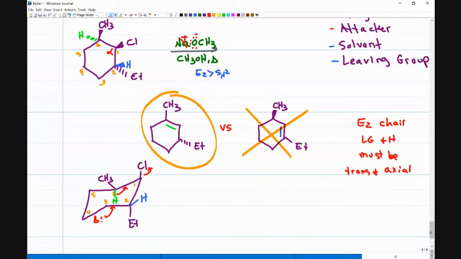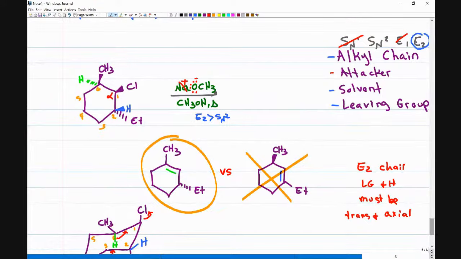All right, I'm seeing the hearts, so let's take a look. What if, instead of having to draw it out and seeing transaxial, I just look at this and say trans? What does it mean for them to be trans? They have to be opposite each other. Notice that chlorine and hydrogen are cis. Cis to chlorine, no good. Notice that this one here is trans to chlorine.